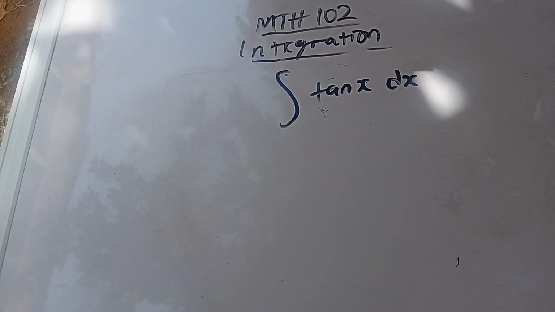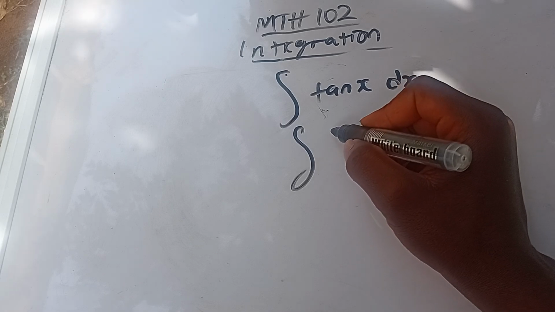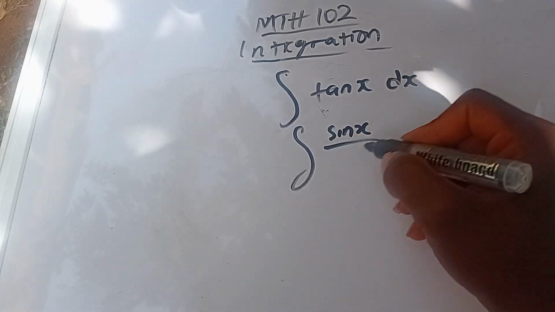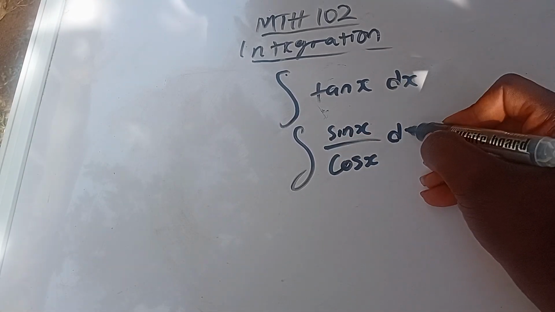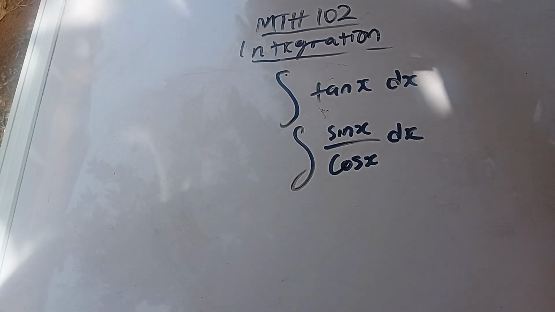Now see this one, integral of tan x dx. Integration of tan x dx. Now to make work easier for you, you just have to change it. You know, tan x is the same thing as what? Sin x over what? Cos x, right? dx. Now if you differentiate cos x, what do you get? You get minus sin x. It's not the same thing as sin x, is it? Is it the same thing? No.